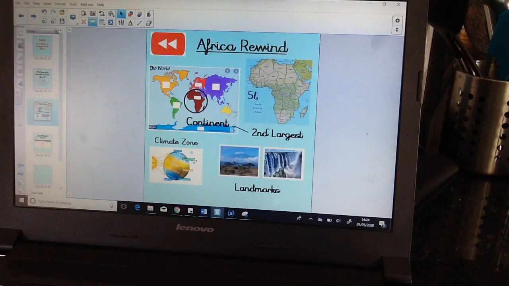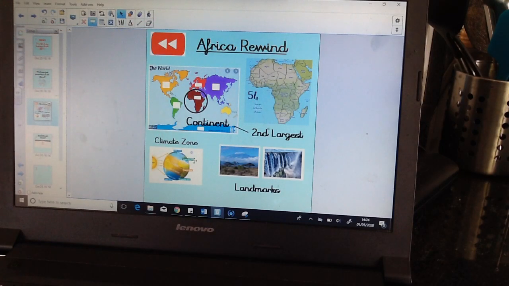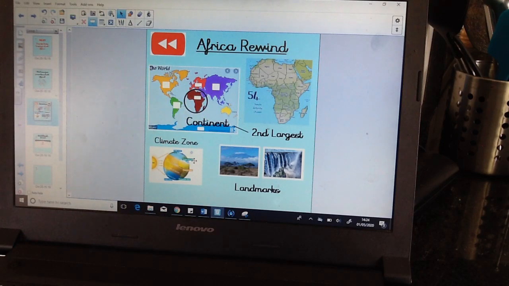This picture is showing you that Africa is a continent, and it is this continent here. This one is showing us that there are 54 countries that make up the continent of Africa. And Africa is the second largest continent in the world.